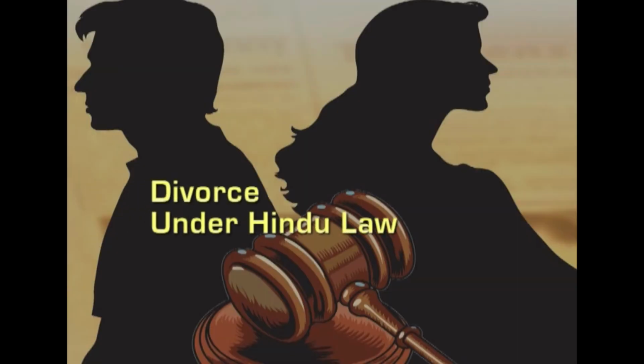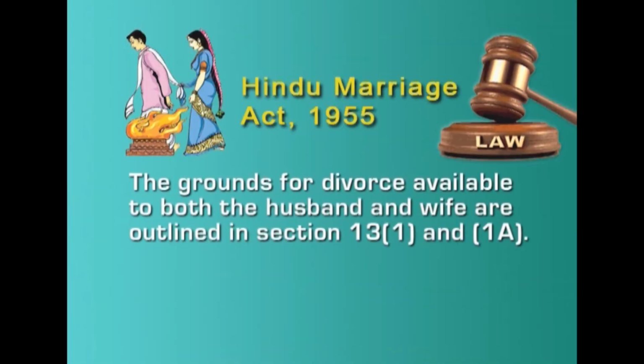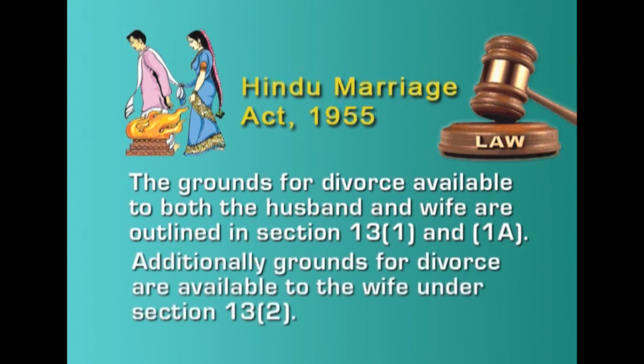Under Hindu law, divorce was unknown to the Shastric Hindu law. This new remedy was introduced by the Hindu Marriage Act 1955. The grounds for divorce available to both husband and wife are outlined in Section 13, subsection 1 and subsection 1a. Additionally, grounds for divorce are available to the wife under Section 13, subsection 2.